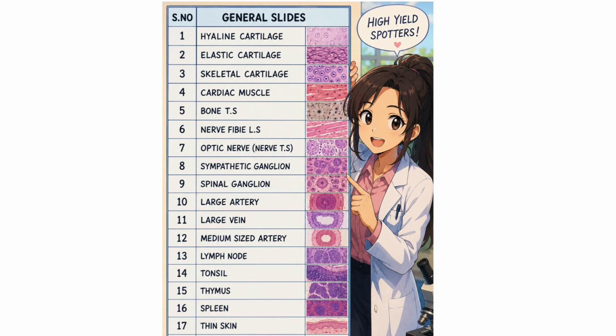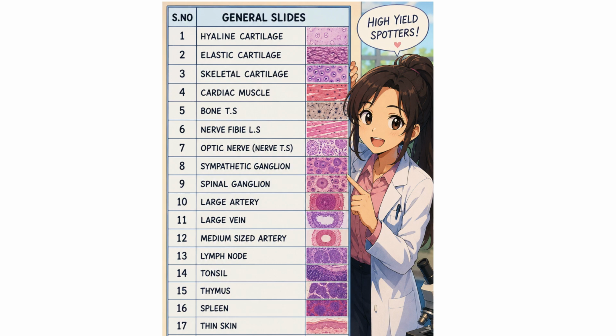For spleen, you have to know red pulp and white pulp. Red pulp are blood-filled sinusoids, whereas white pulp is lymphoid tissue around the central artery. Central artery eccentrically placed in white pulp, that is your key feature, and trabeculae carrying the trabecular vessels.